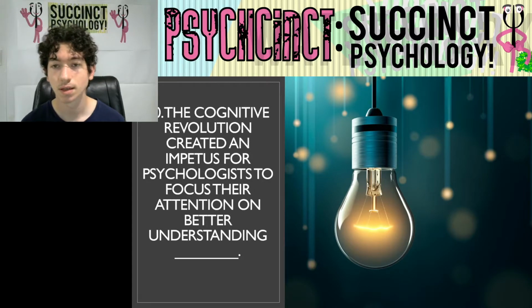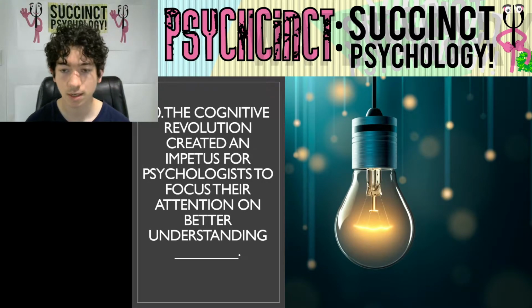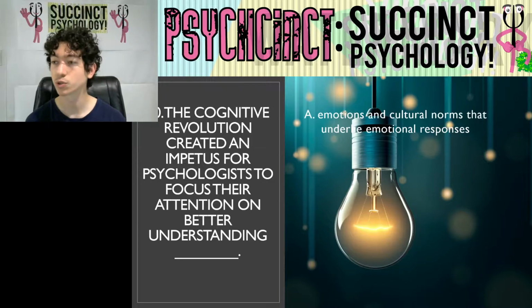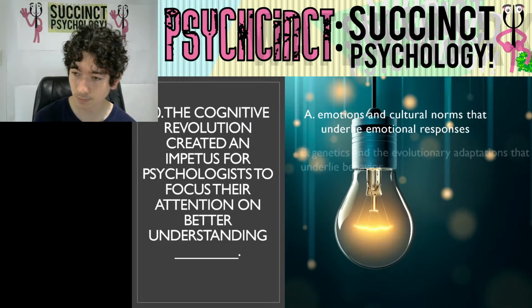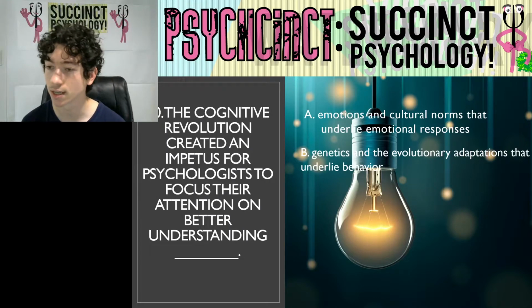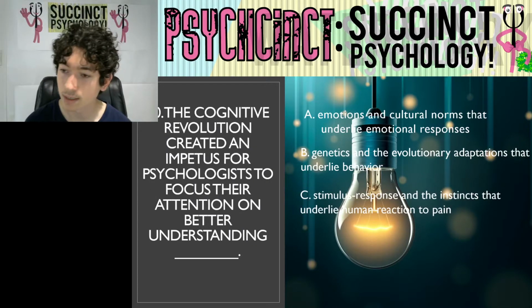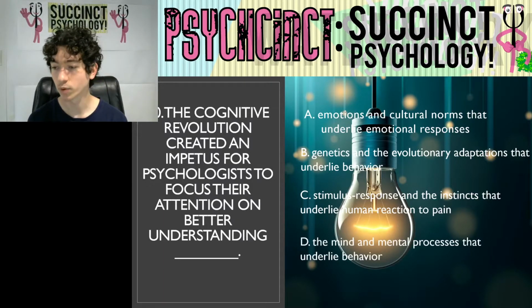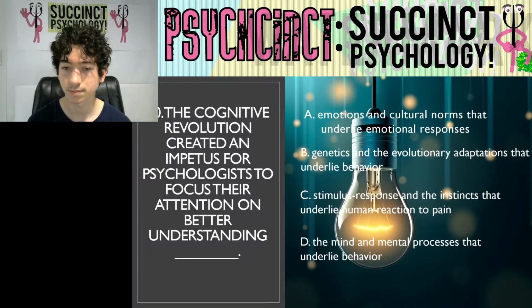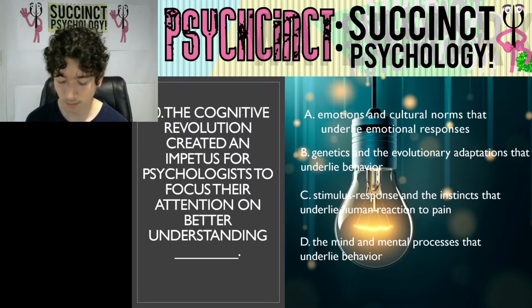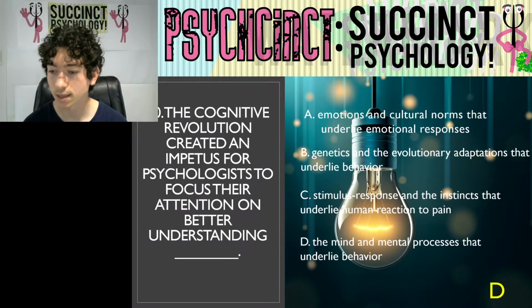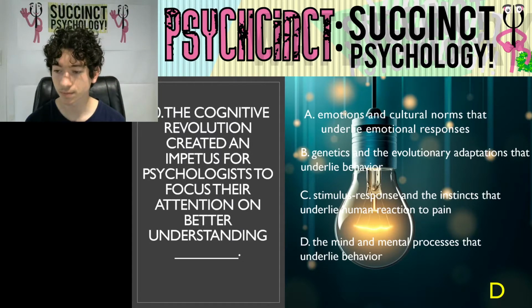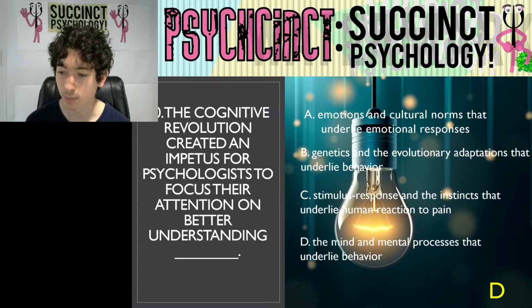On to question 20. The cognitive revolution created an impetus for psychologists to focus their attention on better understanding emotions and cultural norms that underlie emotional responses, genetics and the evolutionary adaptations that underlie behavior, stimulus response and the instincts that underlie human reaction to pain, or the mind and mental processes that underlie behavior. Option D is correct. The mind and mental processes that underlie behavior. Now looking at it superficially, understanding the processes, the explanations behind said behavior.